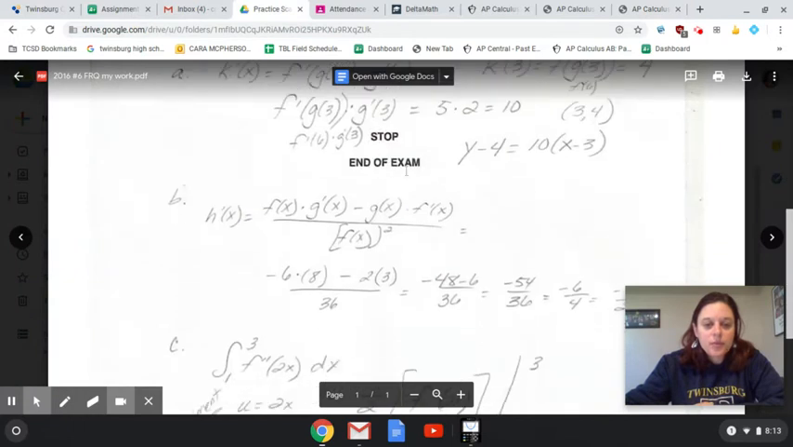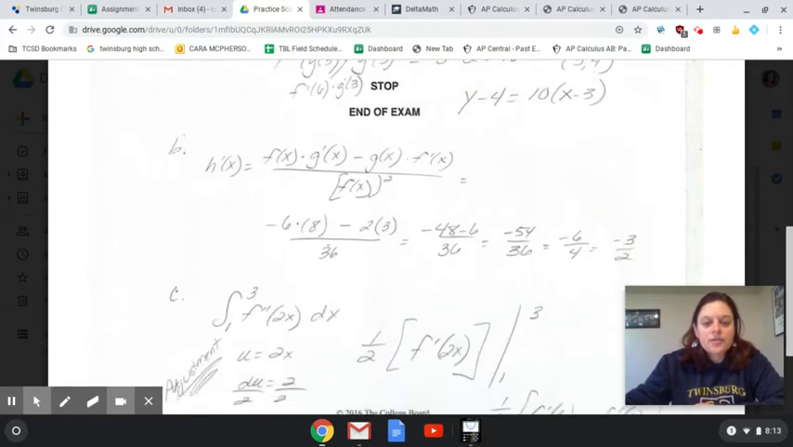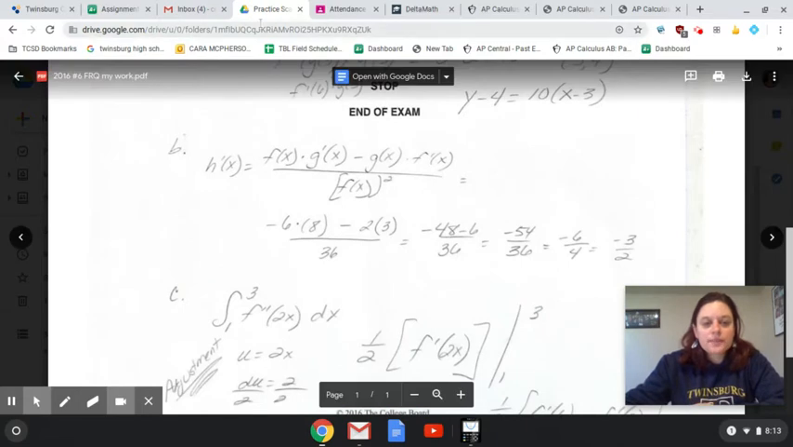I was a little more generic to start. So here's my f times g prime minus g times f prime over f of x squared. Put my answers in, and you can see I have a whole bunch of variety of answers.